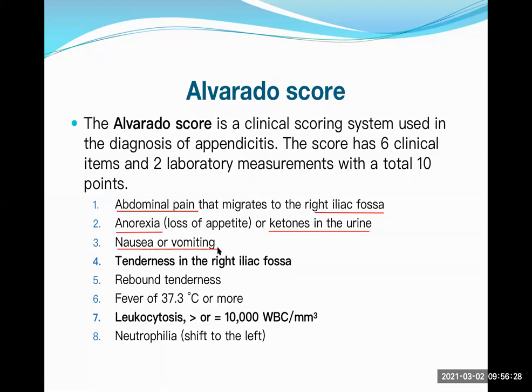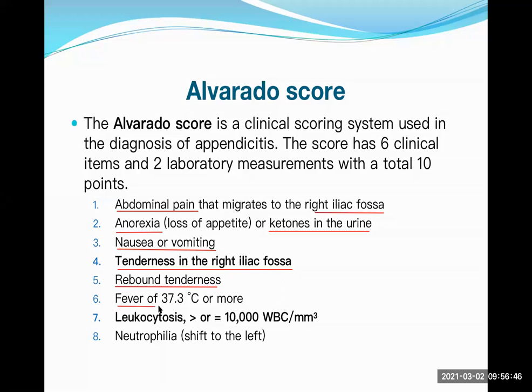Another is nausea or vomiting. This is also done by history taking. Fourth is tenderness in the right iliac fossa. This is one of the very important physical signs in the patient. We always elicit this. Fifth is rebound tenderness.